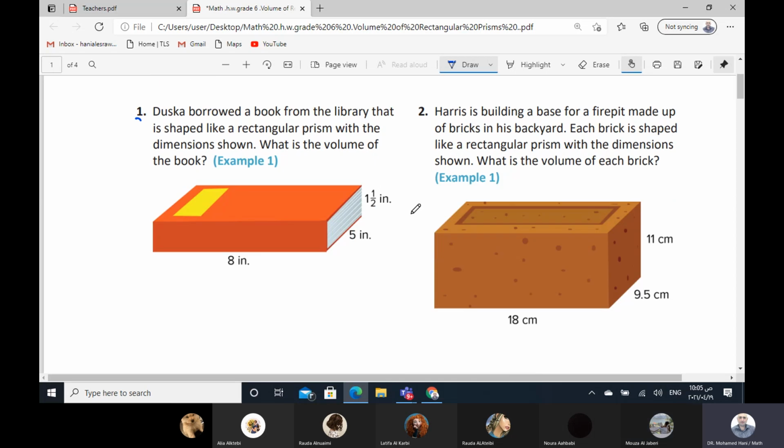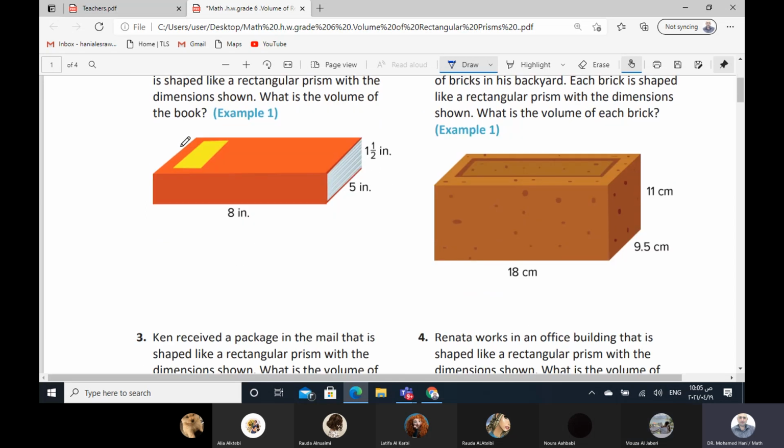Thank you. Okay, as you see here, the figure here, rectangular prism. We have here length, and we have here width, and we have here the height. So when you want to find the volume, what do I do at the first step? Start from where? You write the formula. Who can tell me what is the formula?